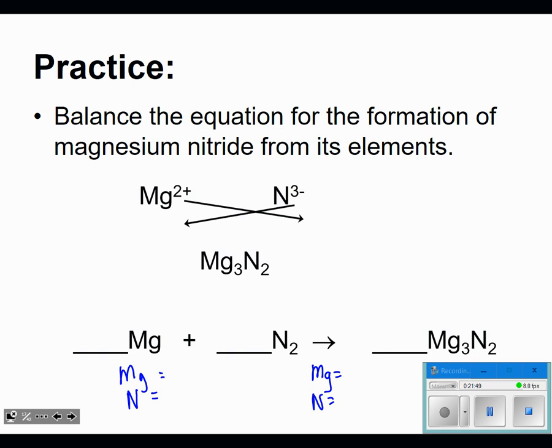So on this side, we have 1 magnesium and 2 nitrogens. On this side, we have 3 magnesiums and 2 nitrogens. Okay, so our issue is our magnesiums right now, so we will need to put a 3 in front of our magnesium. When we do that, 3 times 1 is 3, and now we have 3 magnesiums on both sides, and we have 2 nitrogens on both sides. So we're balanced.